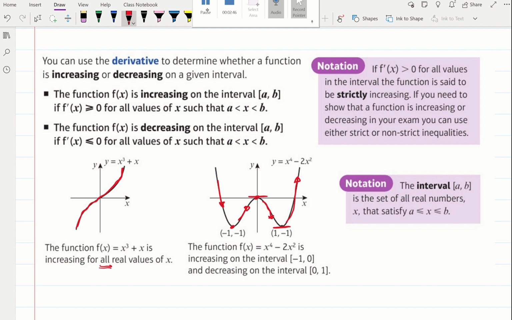The function f of x is increasing on the interval -1, 0. So it's increasing from -1 to x is 0. And decreasing on the interval from 0 to 1. So that's the decrease here. X is 0, x is 1. So a and b, our values are the interval for x. It's not a coordinate. It's not written like that as a bracket. It's an interval written with those brackets. Okay, so let's have a look how we do this.